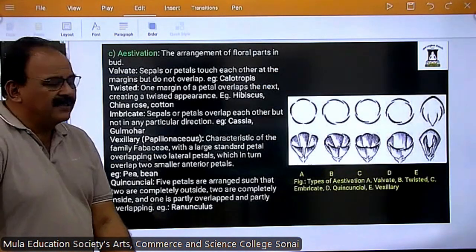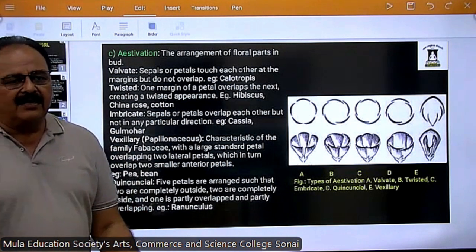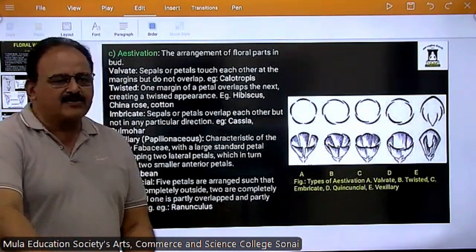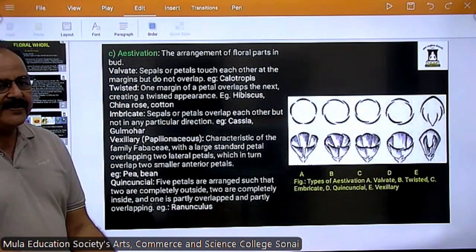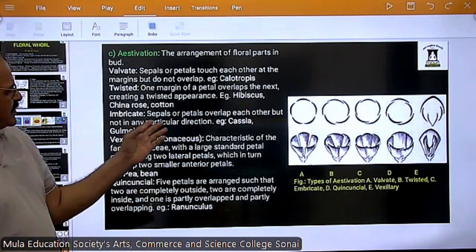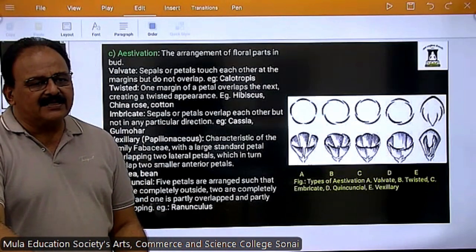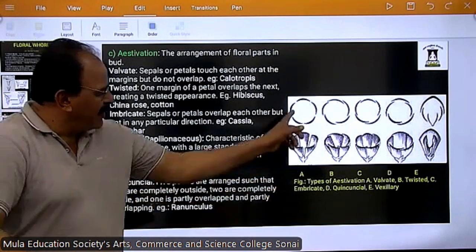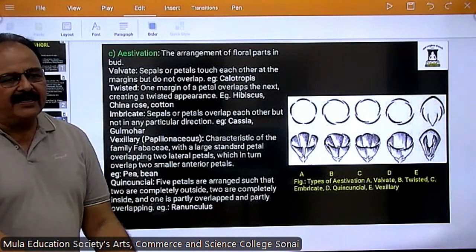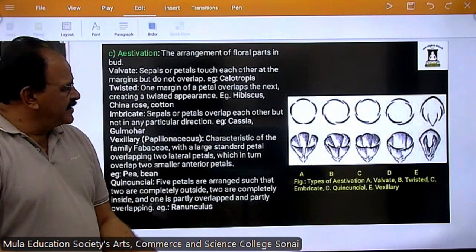Then the aestivation. Aestivation is nothing but the arrangement of floral leaves or accessory leaves in the bud condition. There are 5 different types of aestivation, that is valvate, twisted, imbricate, quincuncial, and vexillary. First type is valvate. In valvate, the sepals or petals just touch each other at the margins but do not overlap. For example, calotropis.